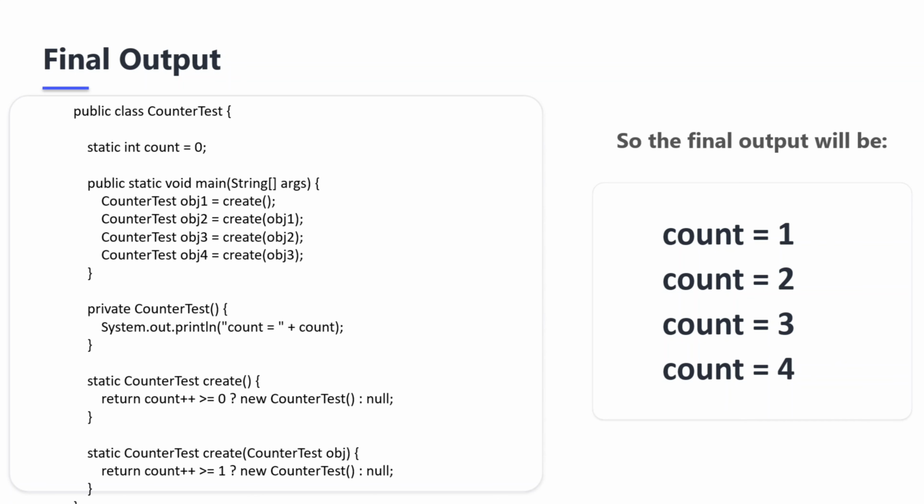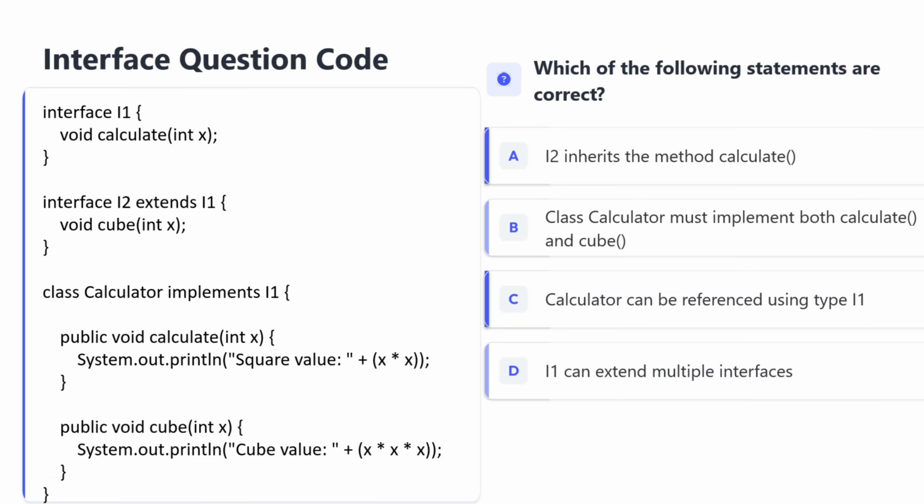The key takeaways from this: static variables are shared. This question mainly tests your post increment knowledge. Post increment means first use the value, then increase the value. And that's why the constructor prints the incremented value, not the old one. Let's move on to the next MCQ.